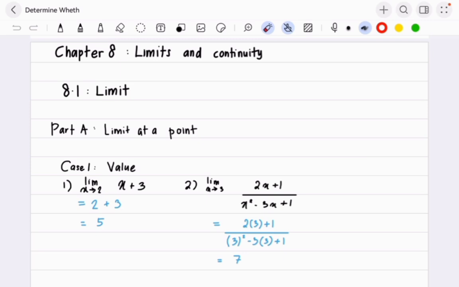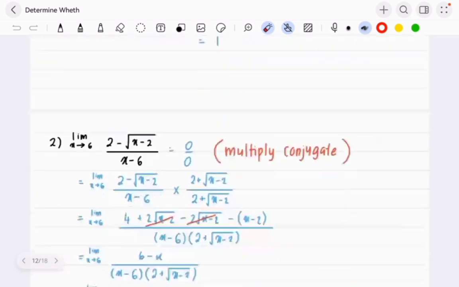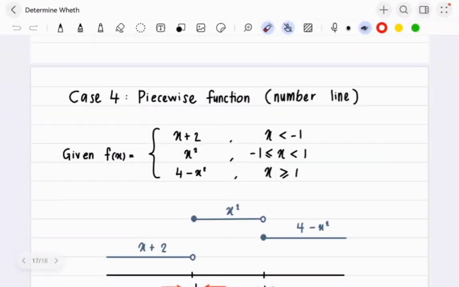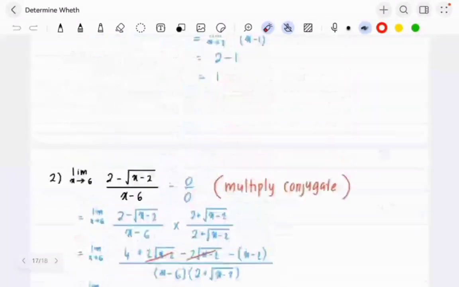So today we're going to explore 8.1 limit. Limit is divided into two parts, which are part A and part B. Part A is limit at a point and part B is limit at infinity. So now we're going to explore part A first and then part B. For part A, it is divided into four cases, which are case 1, value, case 2, 0 over 0, case 3, infinite limit, and also case 4, piecewise function. So we're going to explore it one by one.